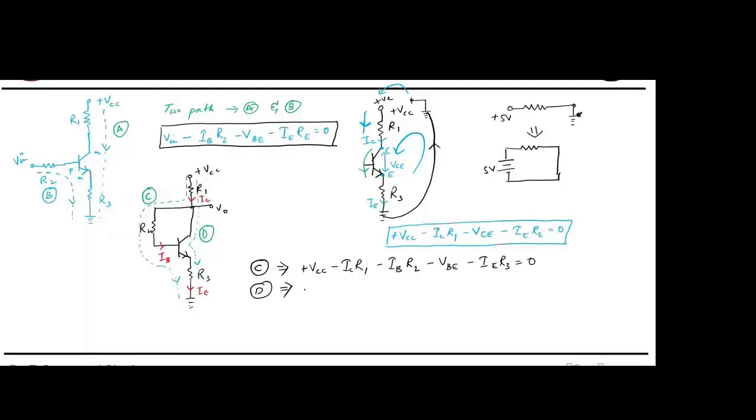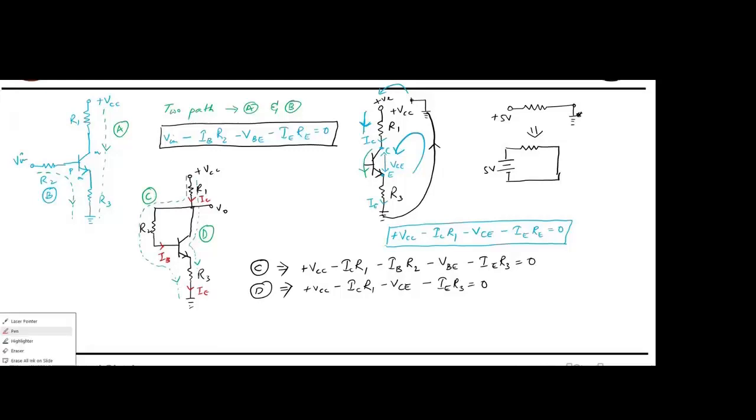Plus VCC, good. Minus IC R1. Yes. And then minus VCE. Yes. Minus IE RE. Very good. Nice. Now, this you have learned.